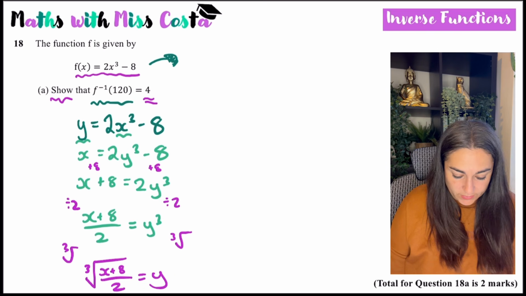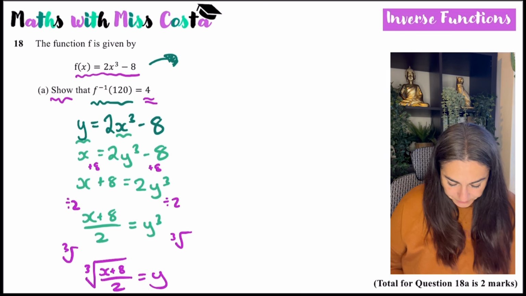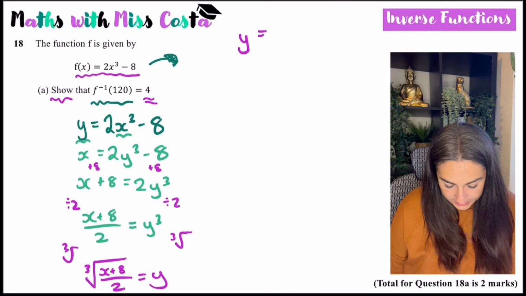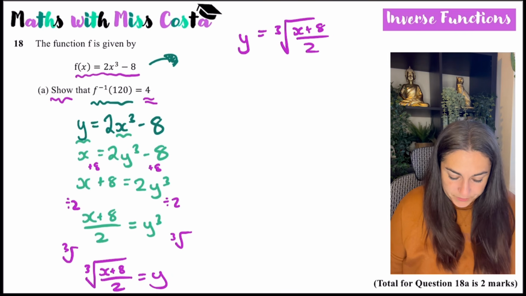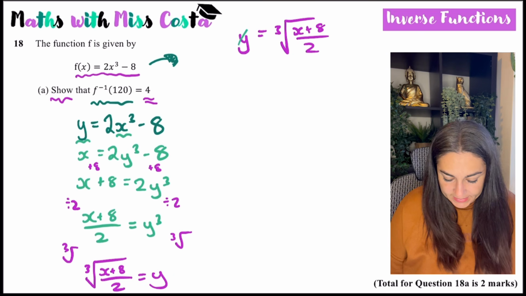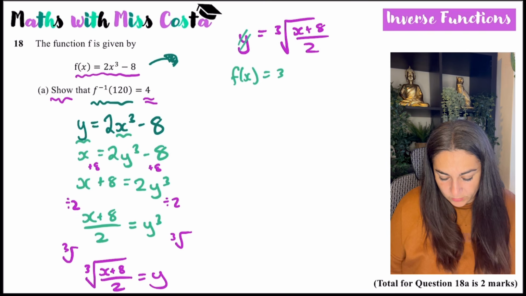Now I've switched y and x over. So I now have y equals the cubed root of x plus 8 over 2. And the final step is, instead of saying y, we're going to say f of x equals the cubed root of x plus 8 over 2.